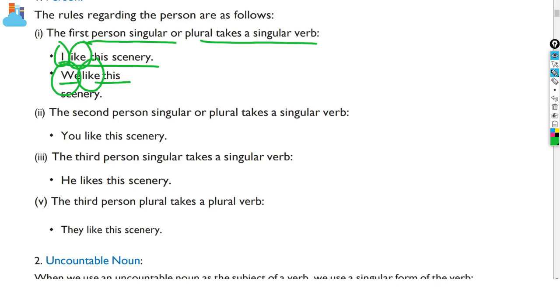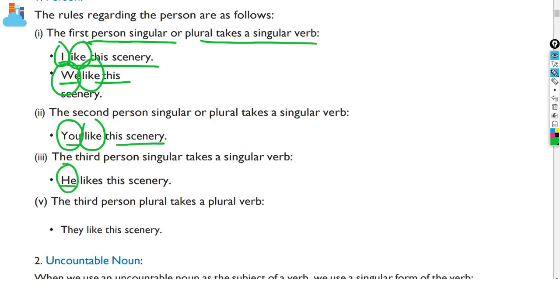So you have seen in the case of you. You like this scenery. Second person singular, therefore the verb also singular. You like, not you likes. The third person singular takes a singular verb.